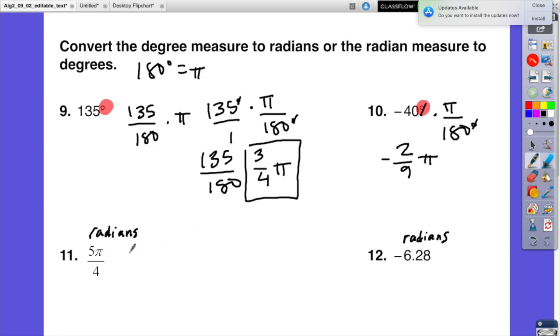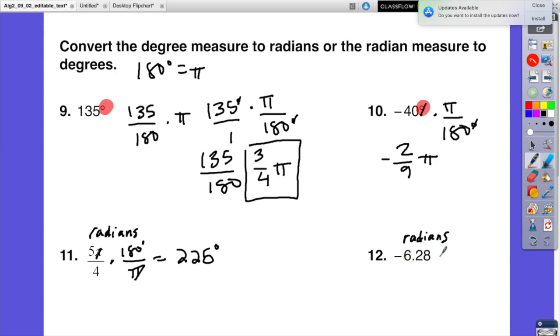Okay, now we're going the other direction. So this time we're going to multiply this by 180 degrees over pi. So what do you notice? What's going to cancel out? The pi's are going to cancel out. Perfect. And again, you put it into your calculator and your degrees is left, and it comes out to be 225 degrees.